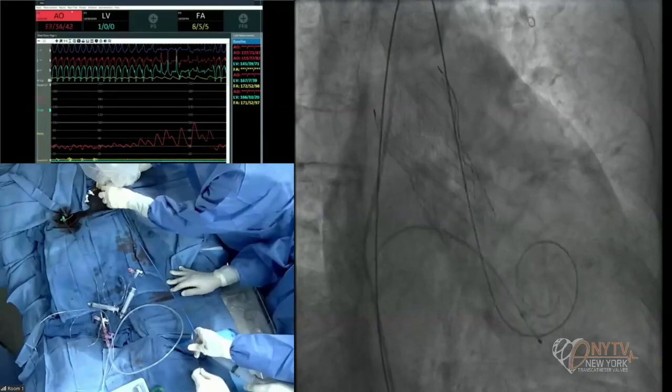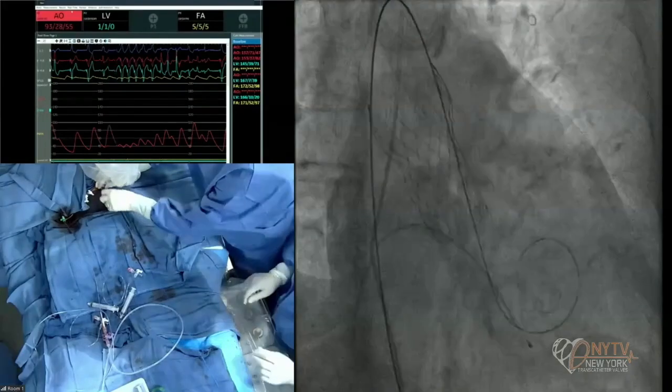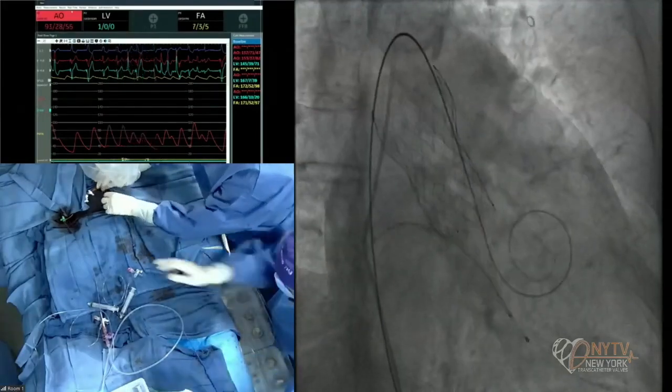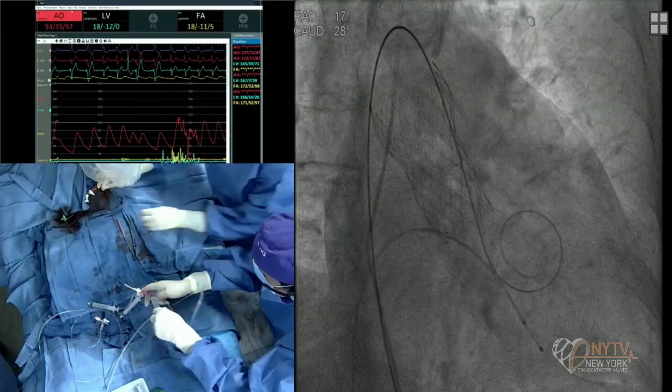Yeah, good. Okay, so what we are going to do, knowing the diastolic pressure, we just do the aortogram. I don't think we need to do it. Let's do the picture. Yeah. Just the venogram. Yeah.